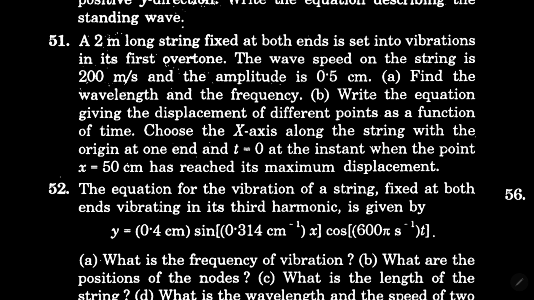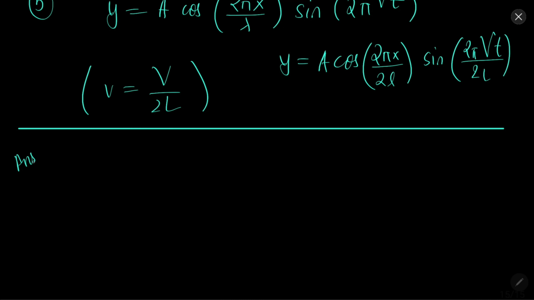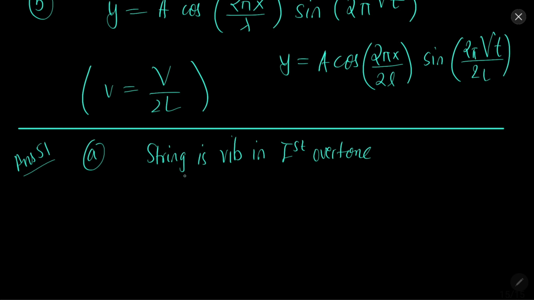In question 51 we have 2 meter string fixed at both ends. We need to find the wavelength and frequency and write the equation giving the displacement of different points as a function of time. Choose x-axis along the string with origin at one end. Solution 51. So A part, string is vibrating in its first overtone. So lambda equal to L equal to 2 meter, frequency is wave velocity upon wavelength, it will come out to be 100 Hertz.